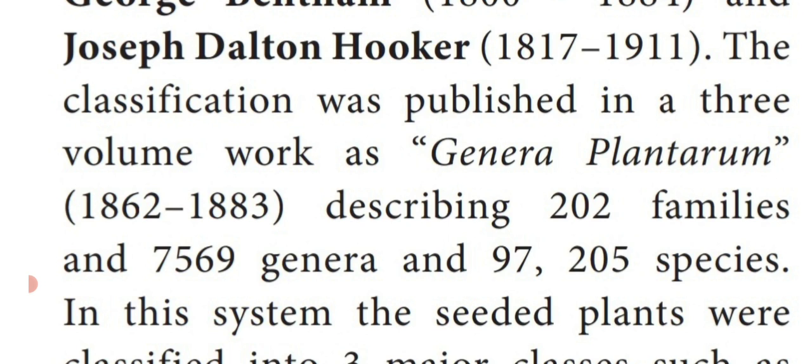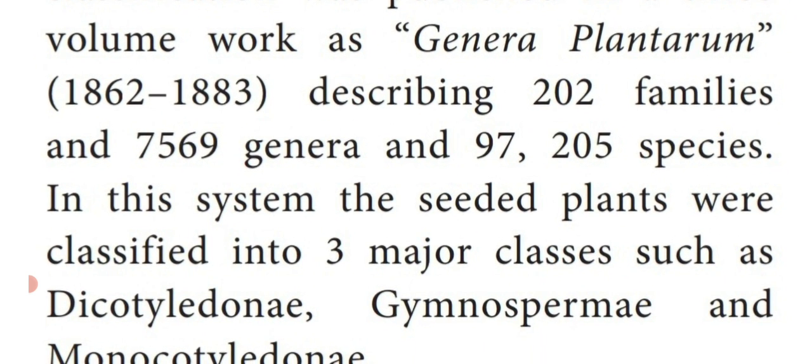This book consists of 3 volumes. Underline the word, it is an important one-mark question. In this book, they have explained 202 families, 7,569 genera, that means genus, and 97,205 species. And also they have classified only the angiospermic plants, that is seeded plants.